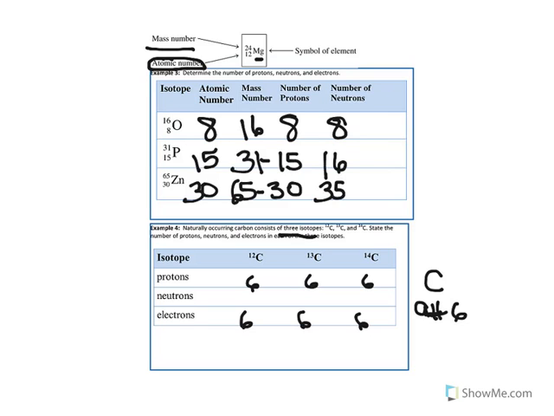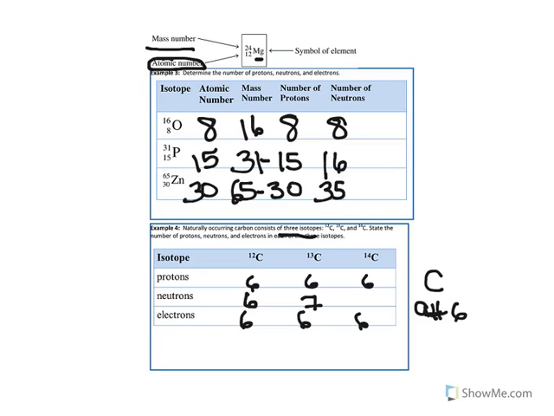Carbon 12 has a mass number of 12. The mass number is the number of protons plus the number of neutrons. So to determine the number of neutrons, let's take our mass number and subtract our number of protons. 12 minus 6 is 6. So for carbon 12, there are 6 protons, 6 neutrons, and 6 electrons. Now let's look at carbon 13. To determine the number of neutrons in carbon 13, we take the mass number of 13 and subtract the number of protons to determine that there are 7 neutrons. So carbon 13 has 6 protons, 7 neutrons, and 6 electrons.